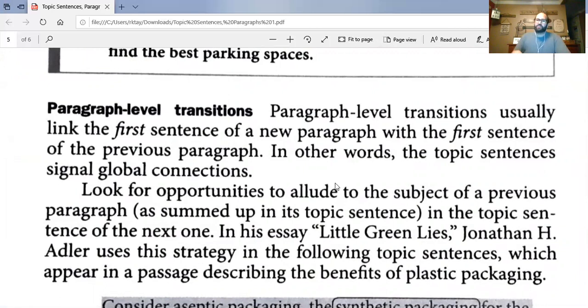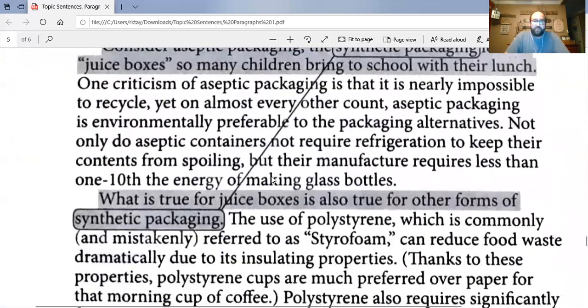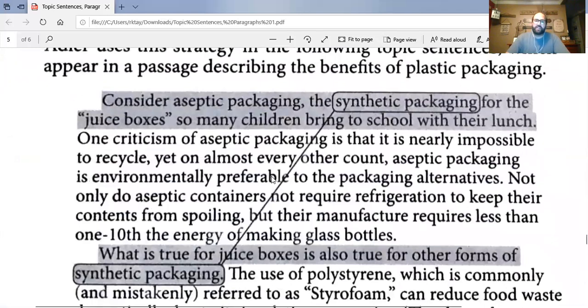And I find that students are a lot better at the paragraph to paragraph transitions, but that's not always the case. So if we look at this example here in the blueprint, it says, consider aseptic packaging, the synthetic packaging for the juice boxes so many children bring to school. Okay, so that topic sentence is about synthetic packaging, and that's what the paragraph is about.